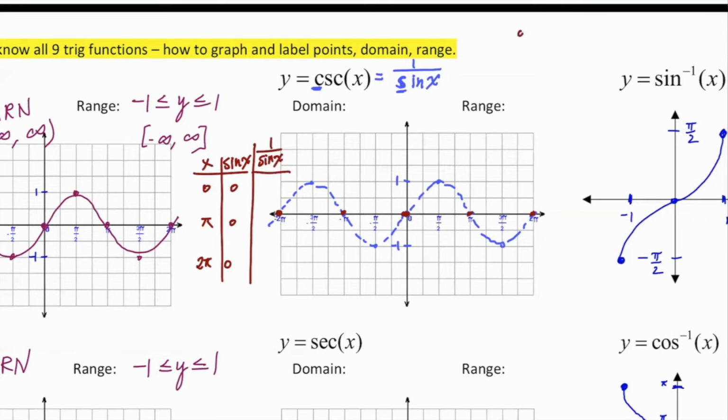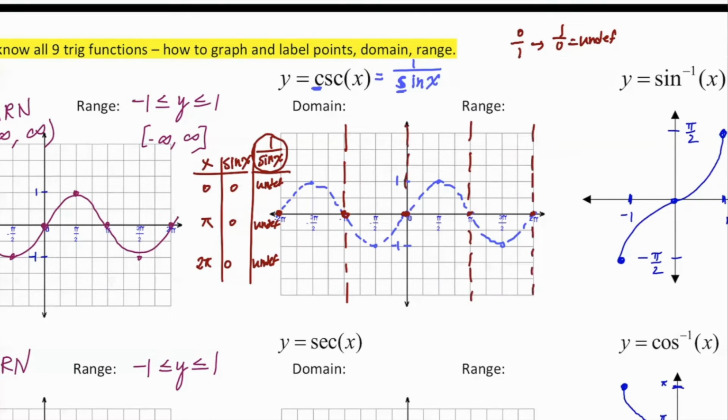So what is the reciprocal of 0? Well, the reciprocal of 0 is 1 over 0, which is undefined. And how do we graph an undefined value? We graph with asymptotes. Wherever the zeros are for the sine function, that's going to be the asymptote for the reciprocal. So I'm going to graph my asymptotes at the zeros. Your cosecant function has asymptotes.